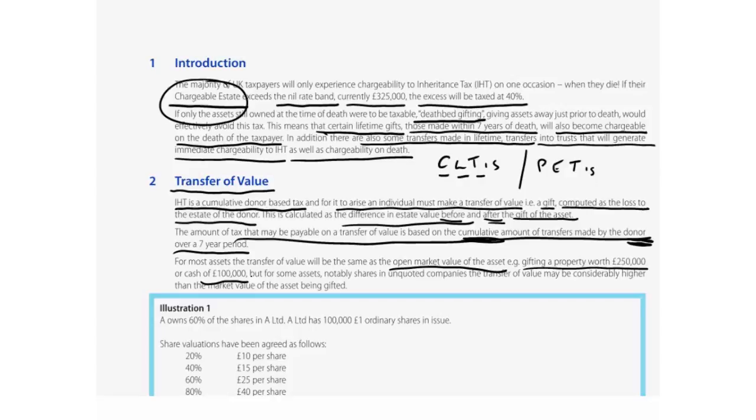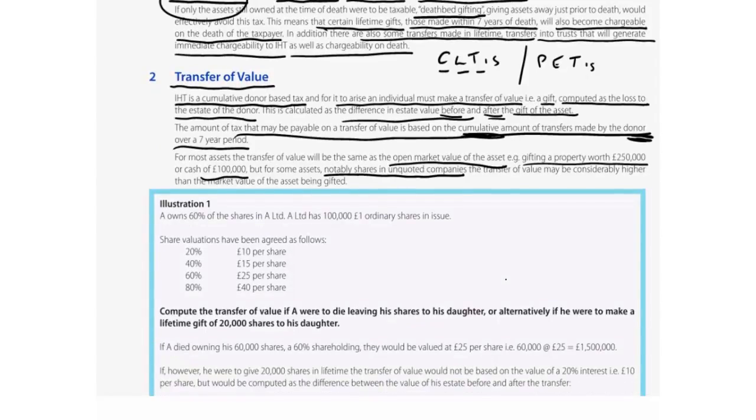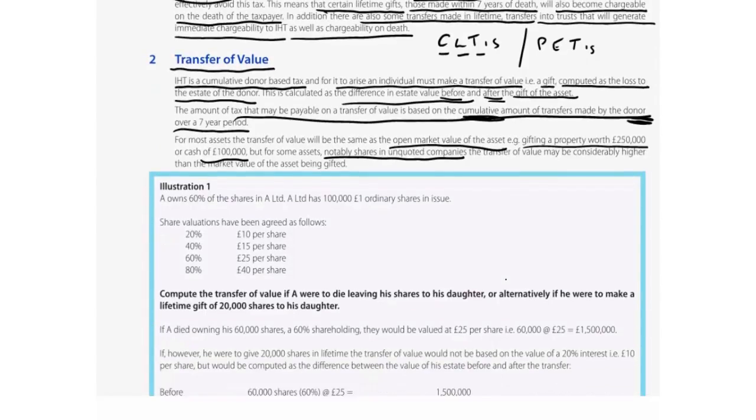But as we said, for some assets, most notably, and most likely in our exam, shares in unquoted companies, the transfer of value may be considerably higher than the market value of the asset being gifted. Now let's look at that in relation, we said, to shares in an unquoted company. Let's set the scene here before we deal with illustration 1.